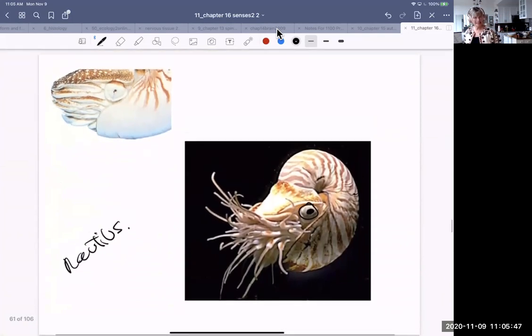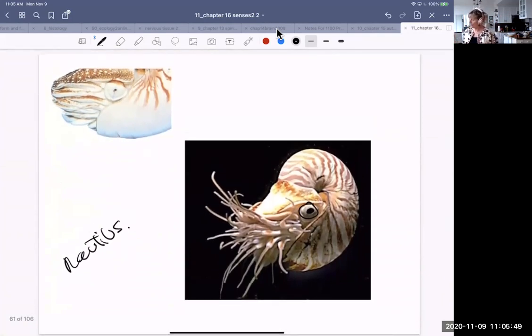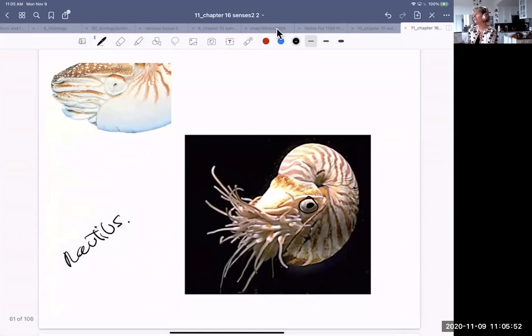So these animals exist today. It's interesting when you look at the evolution of structures of the human body, you can look at other animals and see where these structures were more simple and how they may have evolved over time.